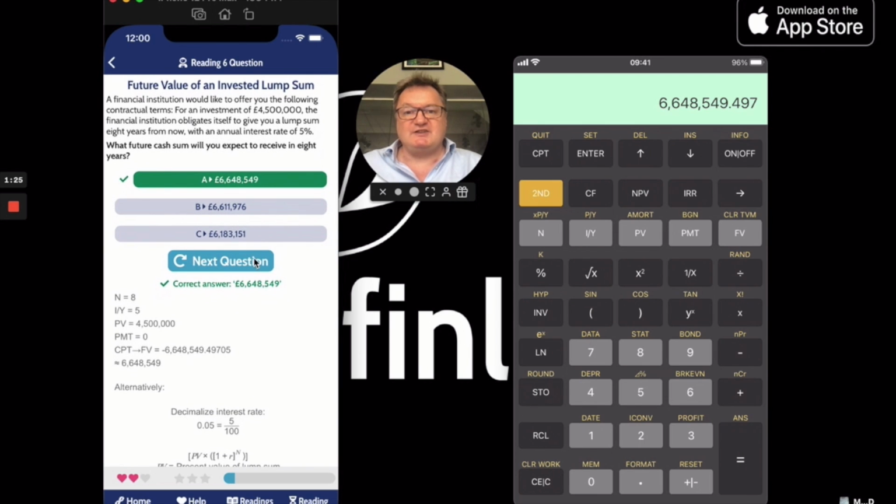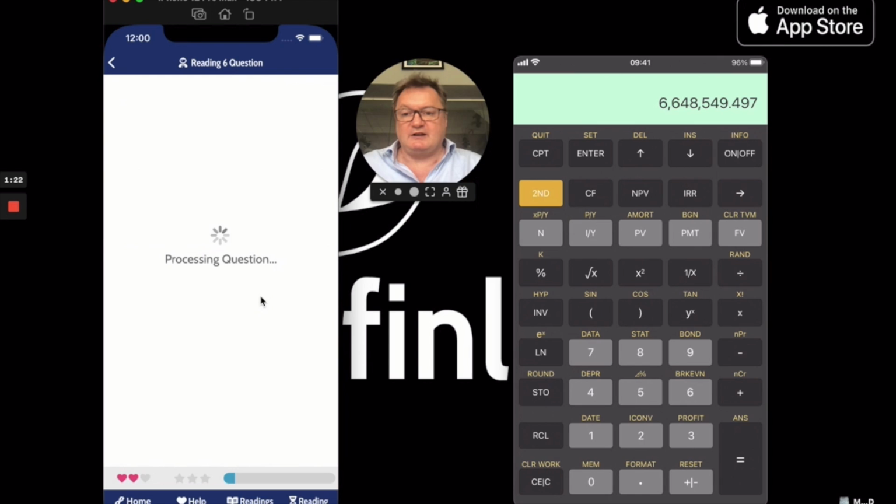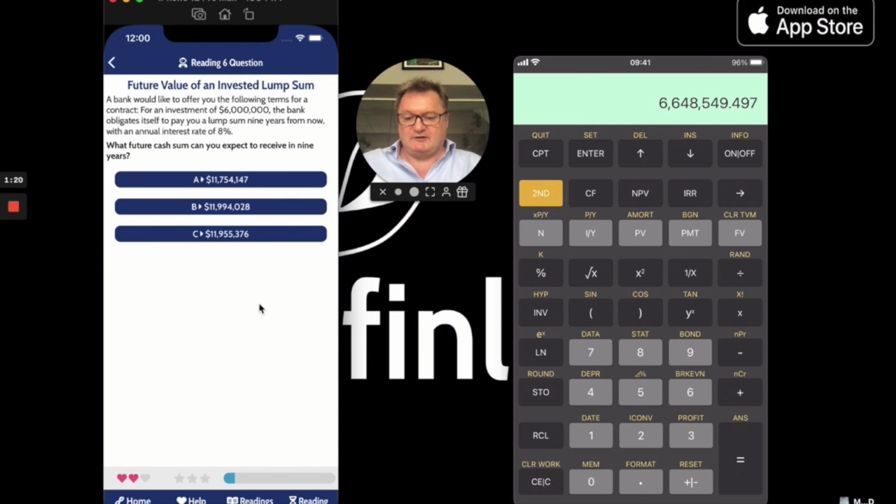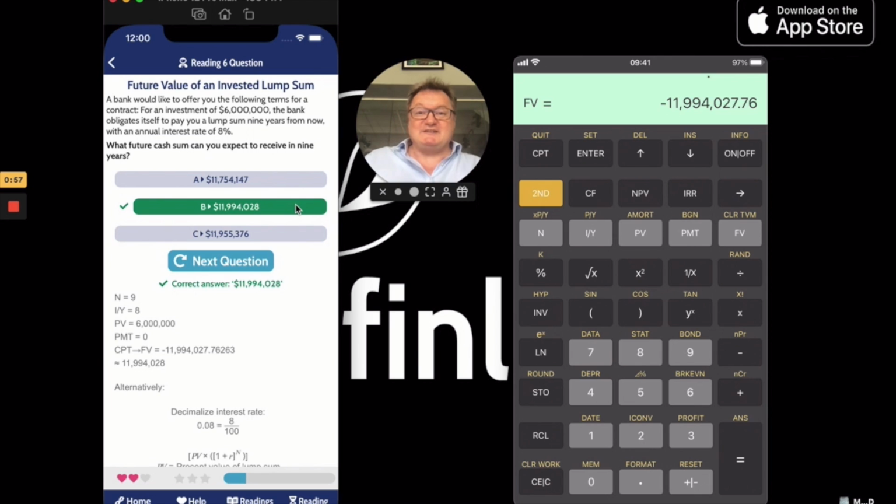So I shall just attempt one very quick one on the calculator with the N method. So let's just do that now. Second, clear TVM. N is 9. I/Y is 8. I'm rushing here because I'm coming to the end of an exam. 6 million is the PV. Payment is 0. Compute FV. Minus 11,994. I reckon it's B. There you go. So I did that really quick.